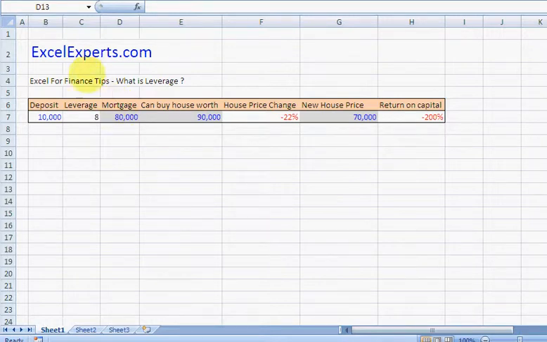Hello, welcome to ExcelExperts.com. Today we're having a look at Excel for Finance tips, and the question we're trying to answer is, what is leverage?